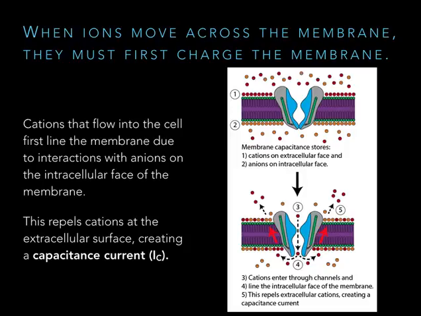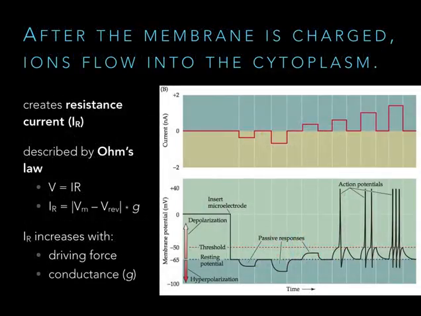We'll see that that capacitance current is going to actually subtract away from the input. So the more capacitance that a cell has, in other words, the bigger the neuron, the more slowly the membrane potential changes, because it's going to create more capacitance current. That charge is going to be stored at the membrane before it actually affects membrane potential. Once we charge up our membrane, then the ions will flow into the cytoplasm and actually change membrane potential.